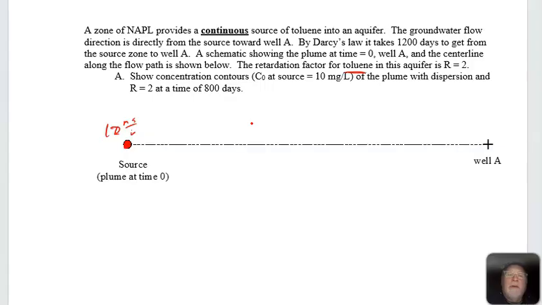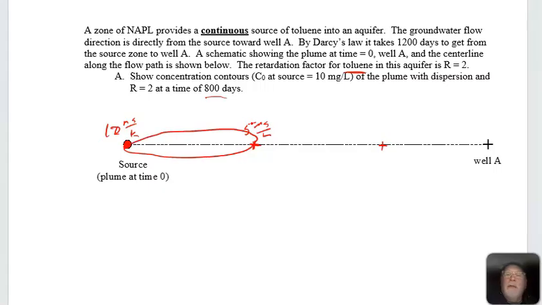then the C over C0 of 0.5, or 5 milligrams per liter, is going to be, all right, so what time are we? We're at 800 days. By Darcy's law, it'd be 2/3 of the way there. We have a retardation factor of 2, so we're actually going to be half of that 2/3 on the way there. So 1/3 there. And that's about where our 5 milligram per liter contour is going to be. So I put my contour out like that.